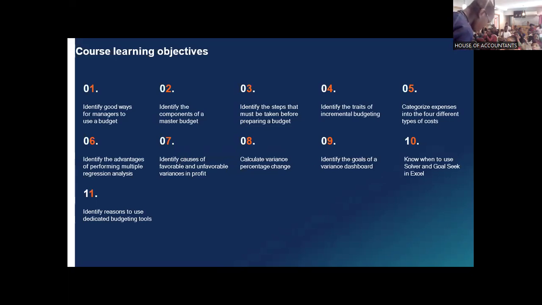So here, identify good ways for managers to use the budget. Identify the components of the master budget. Identify the steps that must be taken before preparing budgets. Identify the traits of incremental budgets.